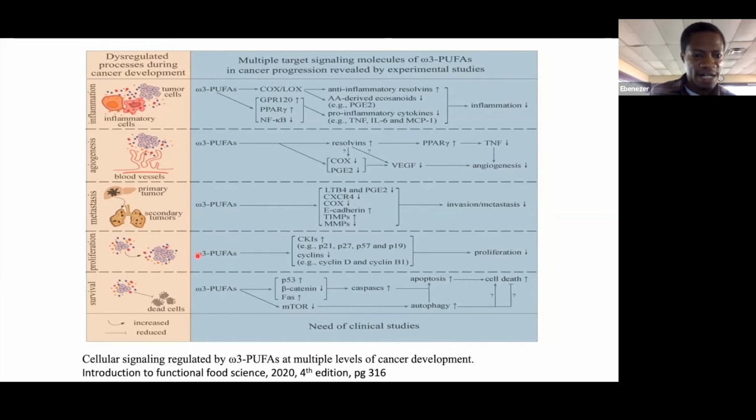Also, we have survival. You know, cancer cells will not die. They won't want to die. So they don't usually undergo apoptosis. They always look for mechanisms to prevent the occurrence of apoptosis. Because if cancer cells die, then the person is cured of cancer. So omega-3 fatty acid is able to enhance the production of P53, a tumor suppressor factor, and also reduce beta-catenin and mTOR, whereas increasing caspases and then increasing apoptosis, as well as autophagy, which are mechanisms by which programmed cell death takes place.